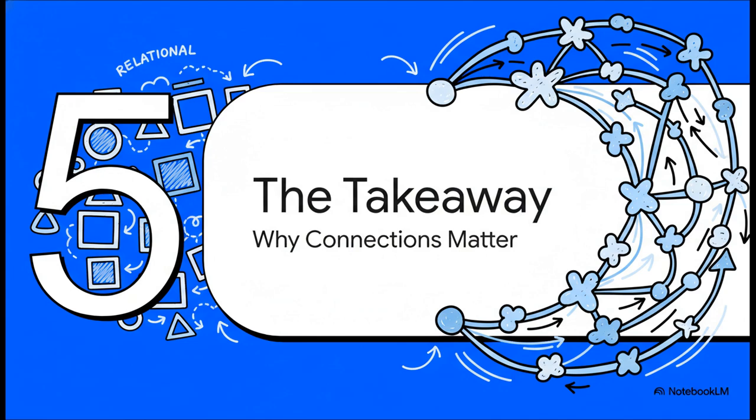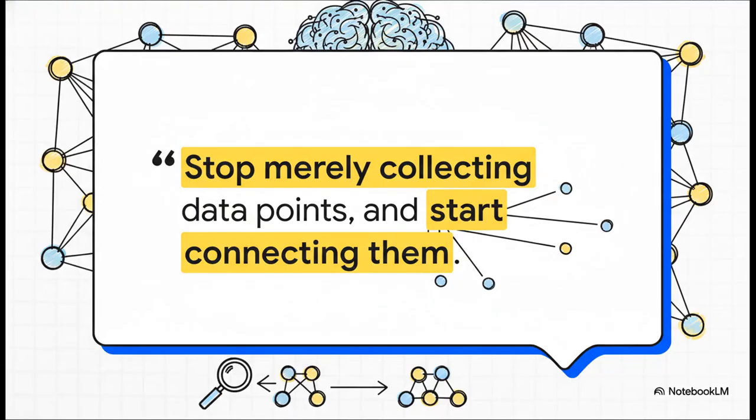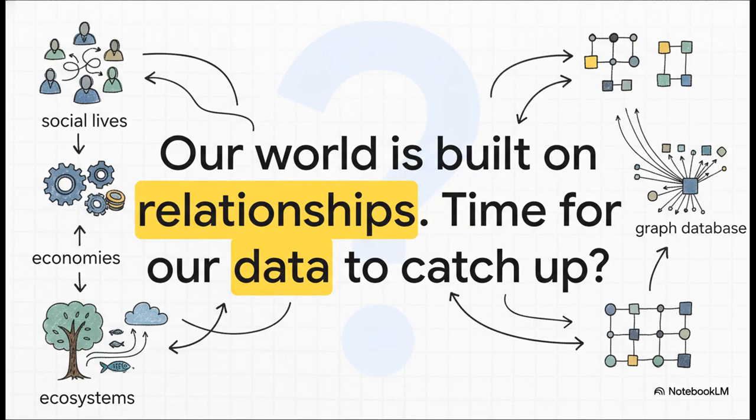Okay, so let's bring this all home. After all of that, what's the big takeaway? What's the core idea in this massive shift from relational databases to graph databases? I think it all comes down to this one powerful idea. For so long, we've been obsessed with just collecting more and more data points, more rows, more tables, but the real gold, the hidden insights, they aren't in the points themselves. They're in the connections between them. That's the whole game.